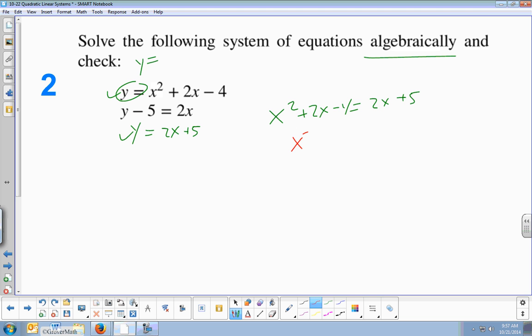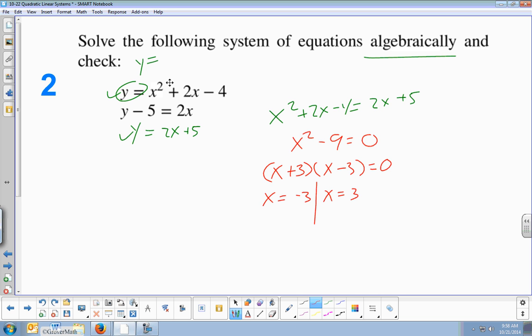Bring everything to this side is going to give me x squared minus 9. If I subtract 2x on both sides, it cancels out, and subtract 5 gives me the negative 9, and this is a difference of two squares factorable term. x plus 3, x minus 3 equals 0. And so I get x equals negative 3, and I get x equals positive 3 as my x values.